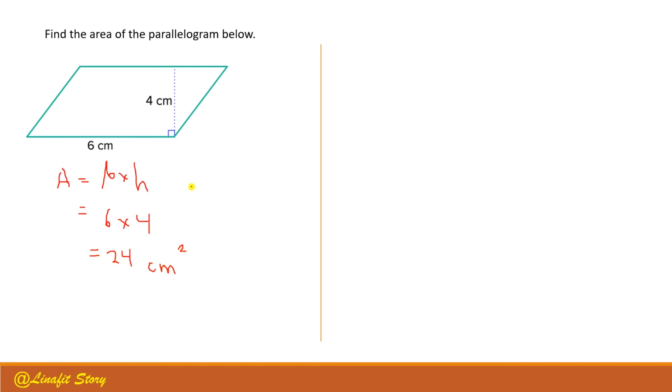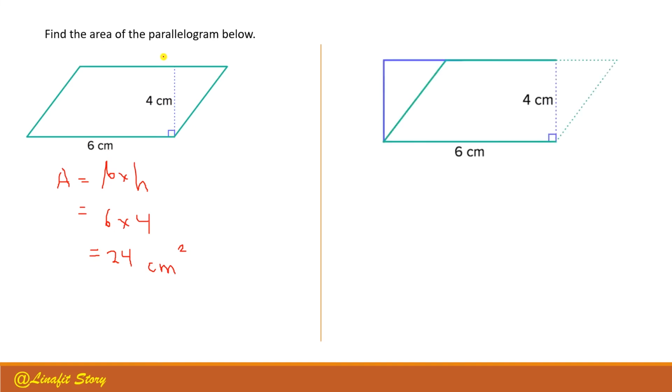This parallelogram has a base of 6 cm and a height of 4 cm. We can rearrange it into a rectangle with length 6 cm and the breadth 4 cm. So to get the area of a rectangle is length times breadth.